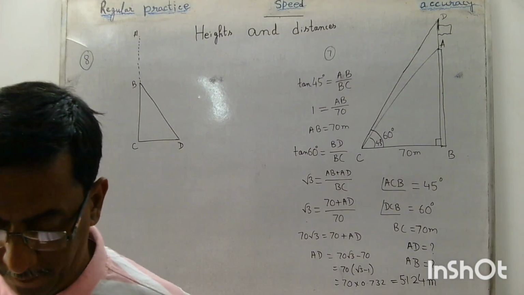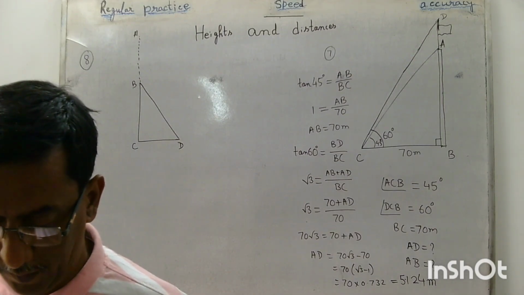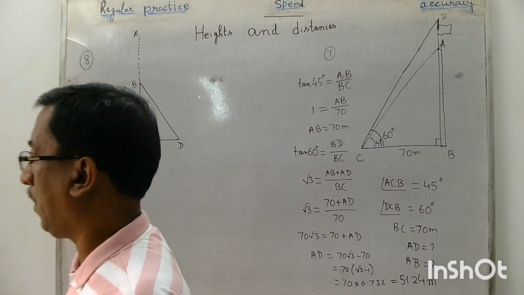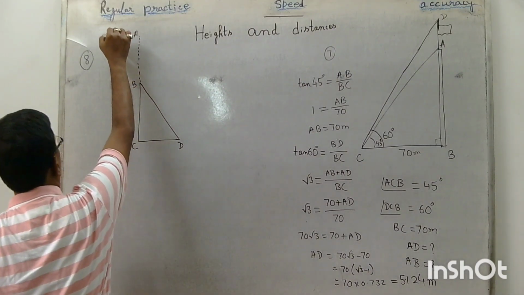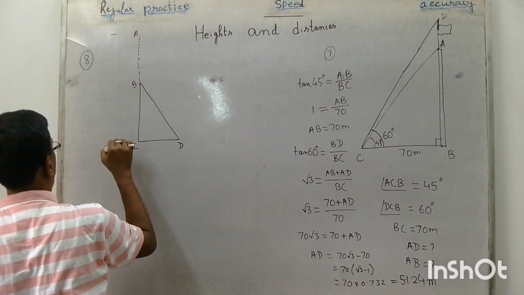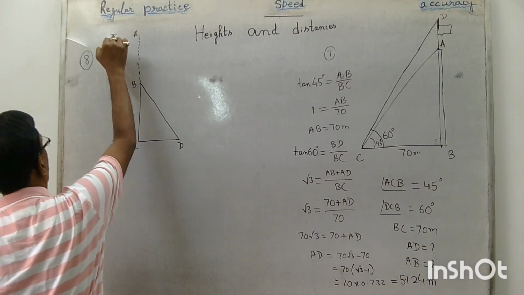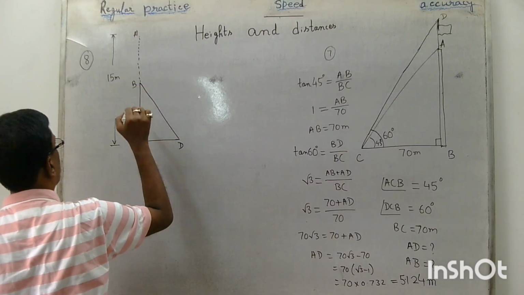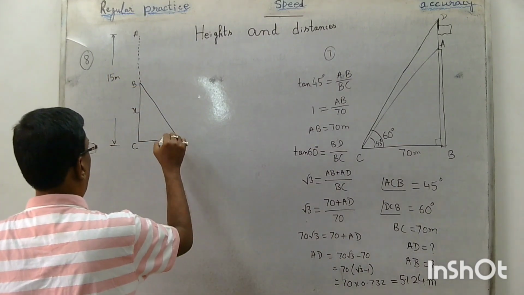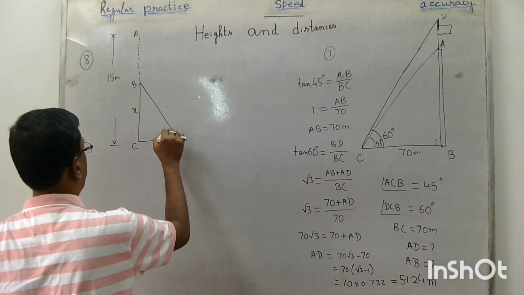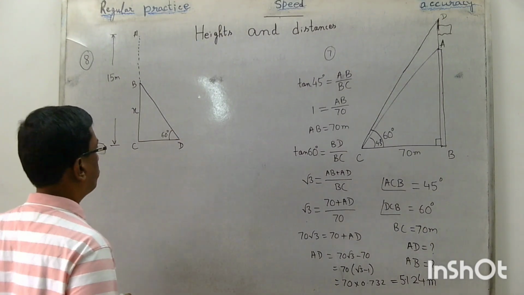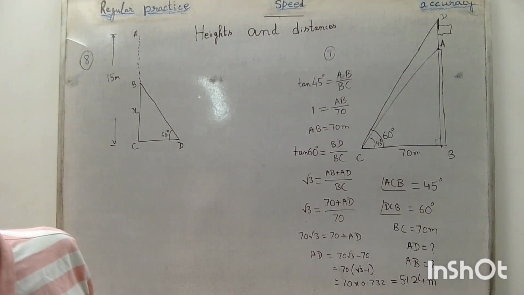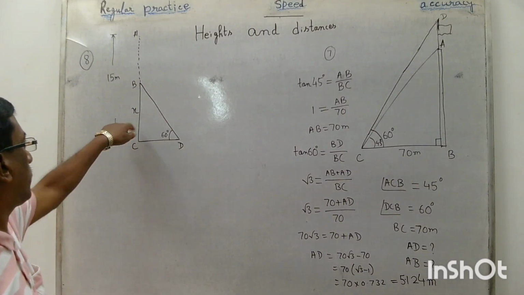A vertical straight tree 15 meter high is broken by the wind in such a way that its top touches the ground and makes an angle of 60 degrees with the ground. That is from here to here, 15 meter, and we take this portion as x and the angle is 60 degree. We have to find the value of x.